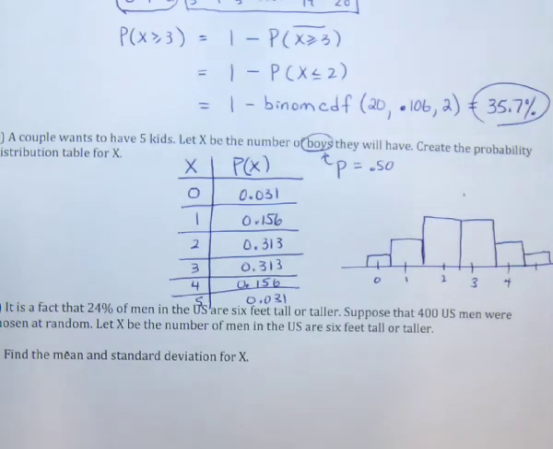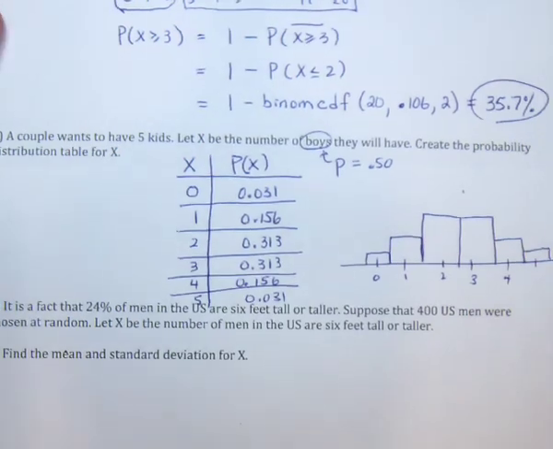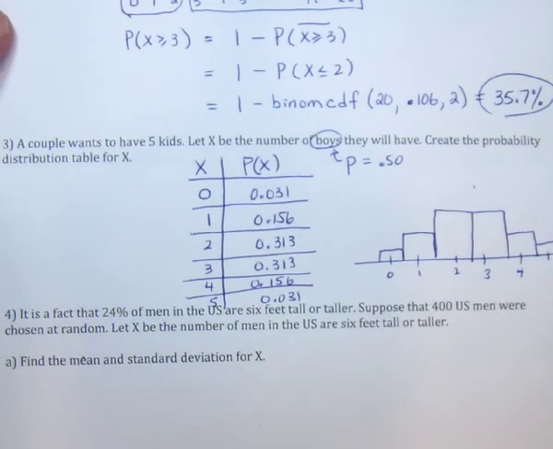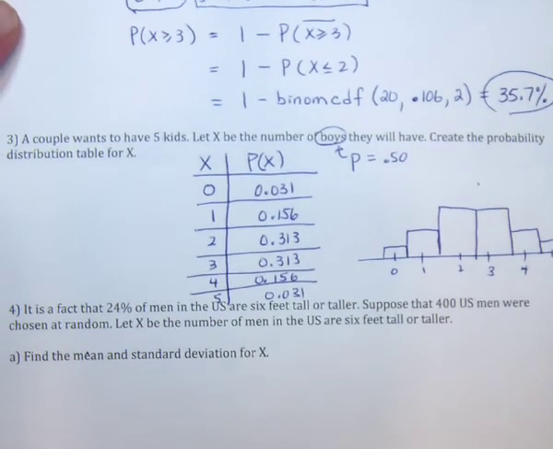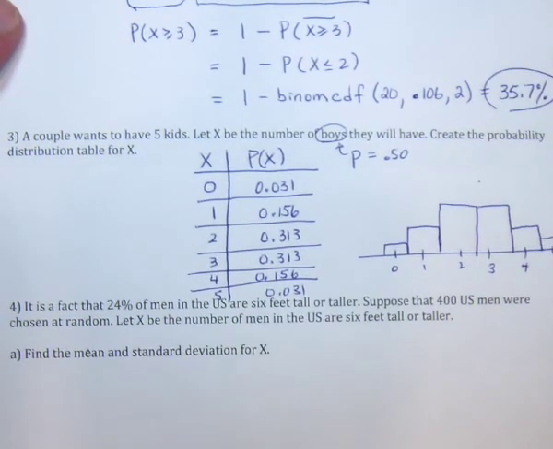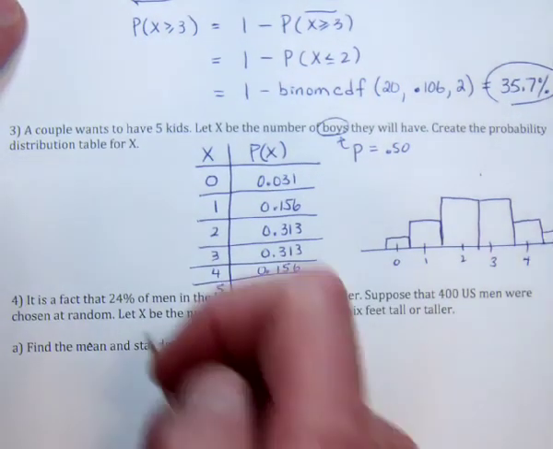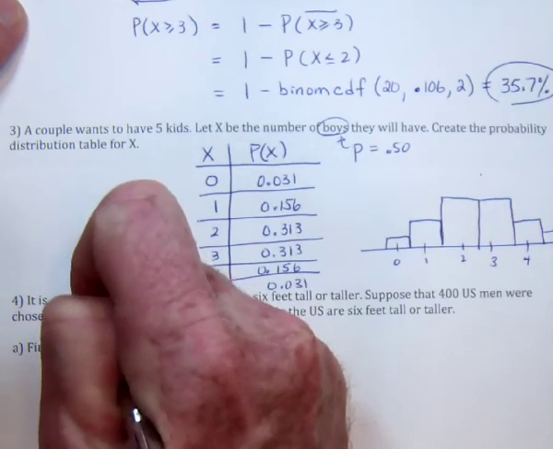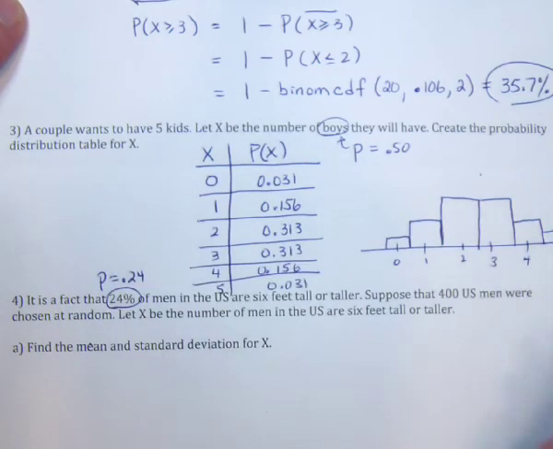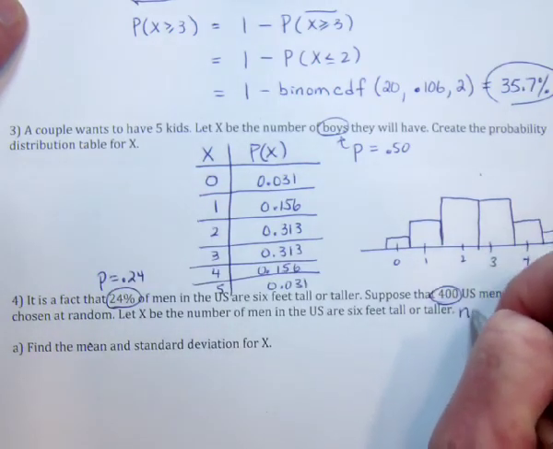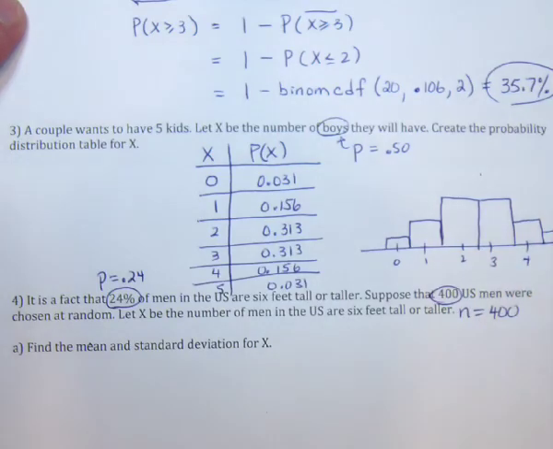And then on to number 4. It's a fact that 26% of men in the United States are 6 feet tall or taller. Don't you just love Google? Thanks, Google. Suppose that 400 US men are chosen at random. So this is going to be P equals 0.24. This is going to be that N equals 400. So that's a binomial situation.